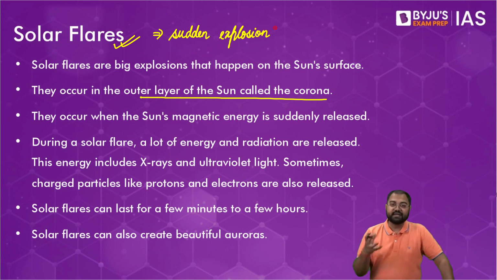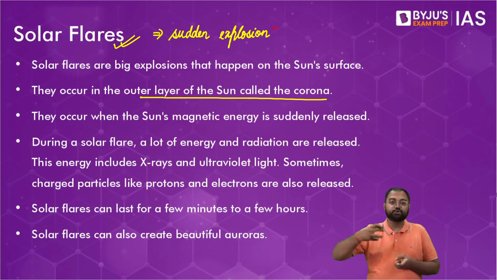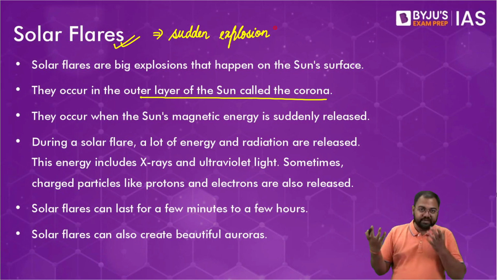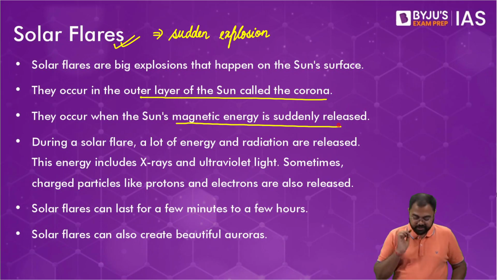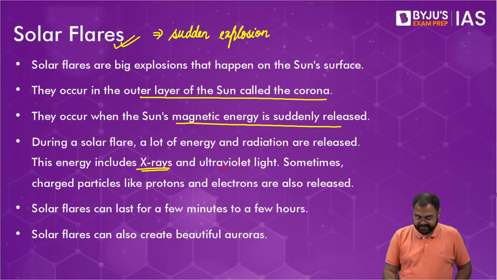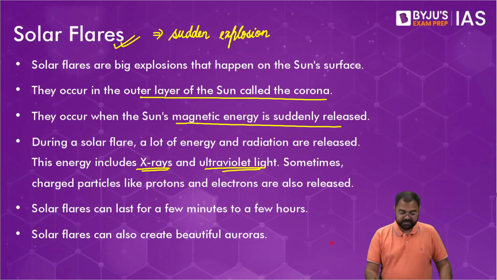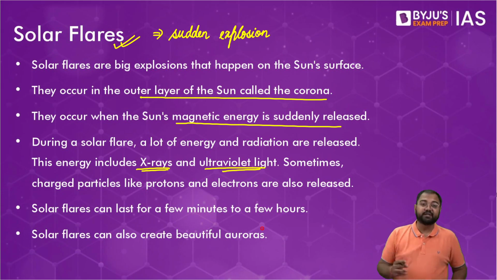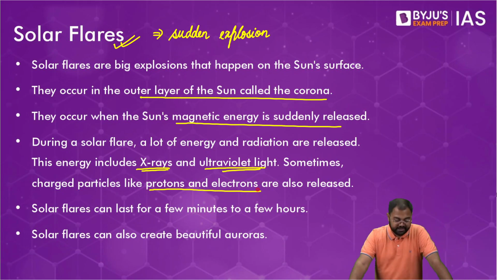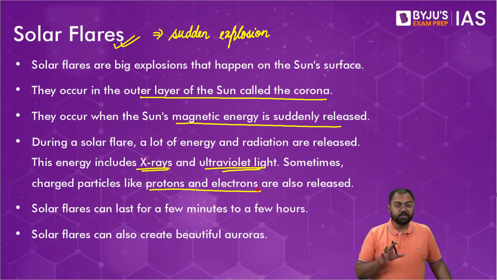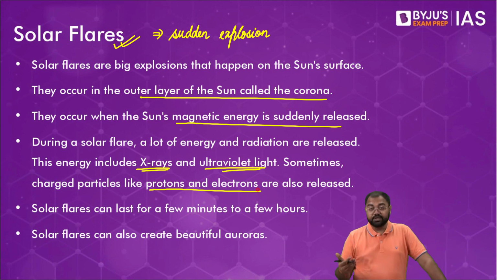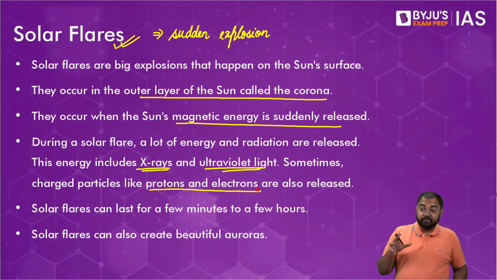So what happens here is that suddenly a lot of magnetic energy could be released, a lot of magnetic particles will be released from the sun, right? So this is basically what we see, and the energy would include X-rays and ultraviolet light, etc. Apart from that, a lot of charged particles like electrons and protons would also be present there. So a lot of charged particles like protons and neutrons will also be released from this particular solar flare. Now these solar flares can also have an impact on the earth.